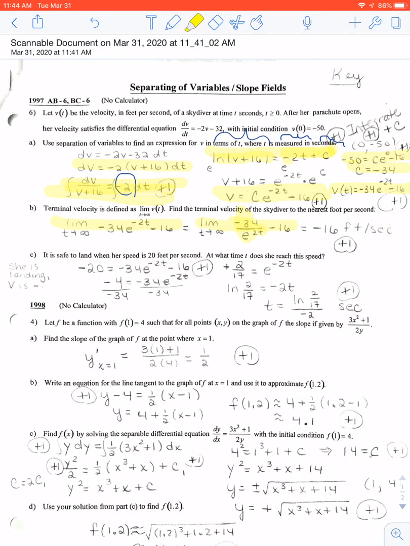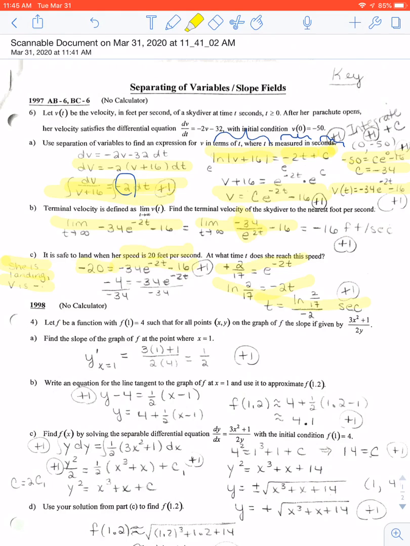Part C wants to know, is it safe to land when her speed is 20 feet per second? If her speed is 20 feet per second, we're going to plug that in. She's landing, so her velocity is negative. This is where it's tricky. They gave us the speed, but since she's landing, that direction is negative. So -20 is the velocity, and then we can solve, taking ln of both sides, and get our answer.